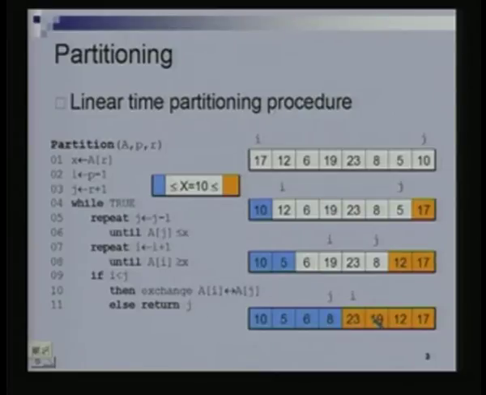How much time does this procedure take? Order n. Is this clear that it is taking order n time and no more? Because what are we doing? At every step we are decrementing j. So how many times can j be decremented? At most n times, the size of the array. And how many times can i be incremented? At most the size of the array. So this loop is done at most n times. This loop is done at most n times. And every time we increment or decrement, we might have to do one exchange in the worst case. So this also is never done more than n times.